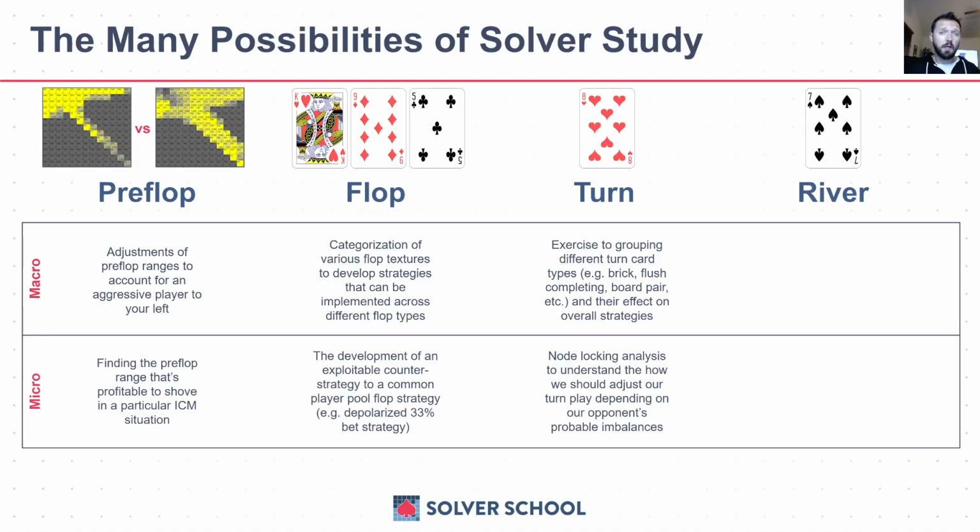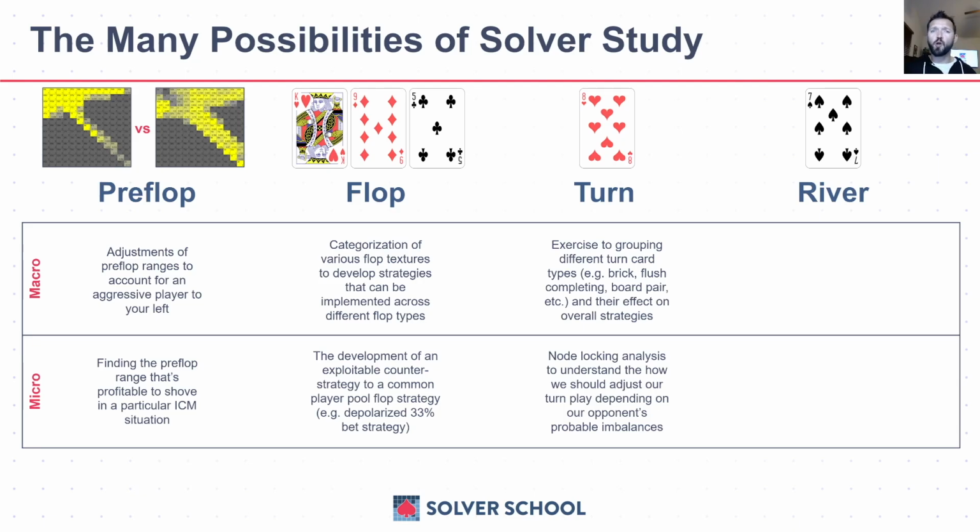We can also, at the more micro level, conduct some sort of node locking analysis to understand how we should be adjusting turn play based on our opponent's probable imbalances. So maybe making assumptions that our opponent continuation bets too much on the flop and arrives at a turn with a wider range than he or she should.